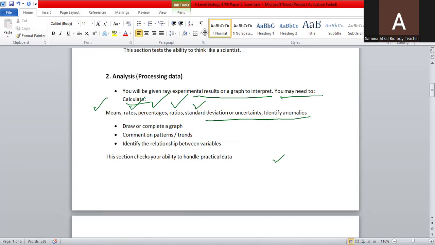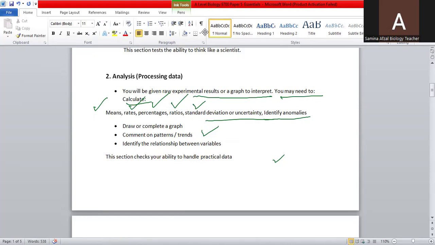So after knowing all these things, you know how to draw or complete a graph. A graph has been given. You must know that on the x-axis there should be the independent variable, and on the y-axis the dependent variable. Then you will be able to draw a graph. Then comment on patterns.